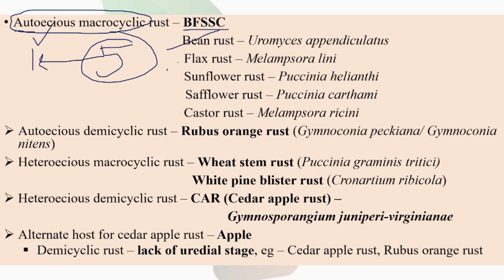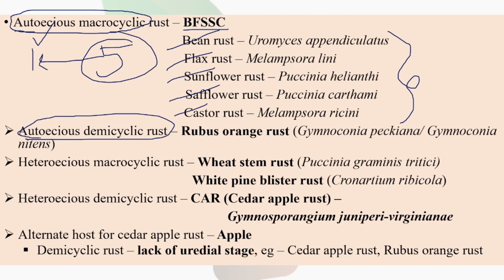B means bean rust, F means flaxseed rust, S means sunflower rust, S means safflower rust, C means castor rust. All the causal organisms are also very important. For example, you can take autoecious demicyclic rust. Can anyone tell what is autoecious demicyclic?